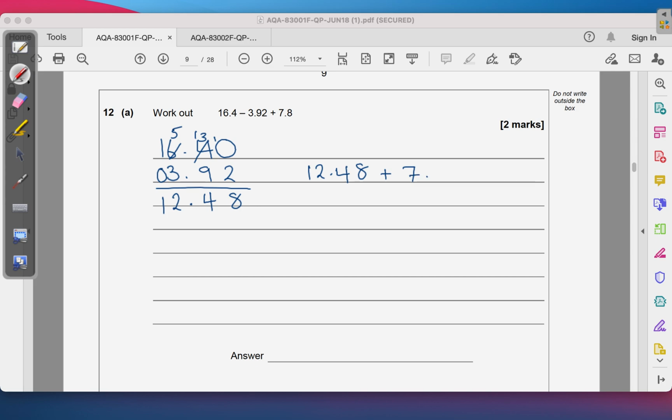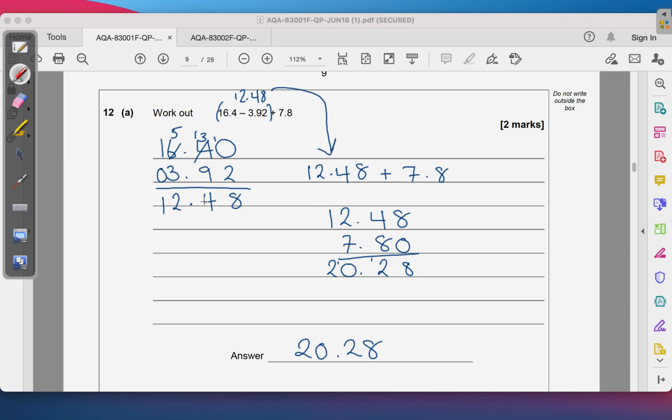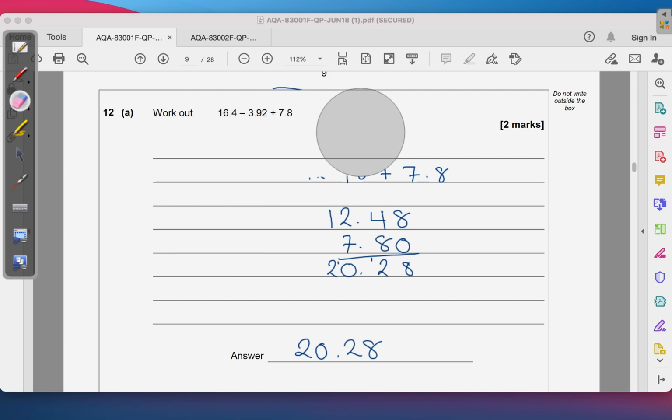Plus 7.8. And then we're going to do the column again, but this time it's addition. 7.8, put a 0 on the end. 8 add 0, 8. 8 add 4 will be 12, carry the 1. 2 add 7 is 9, add the 1, 10, carry the 1. 1 add 1 is 2. 20.28. So essentially we're just doing this bit first, and then we're doing this bit once we've worked out this. That was 12.48, which is what we got there, and we just add on the 7.8. So make sure you can do your column addition and column subtraction when you're doing this. That'll help you out quite a lot.